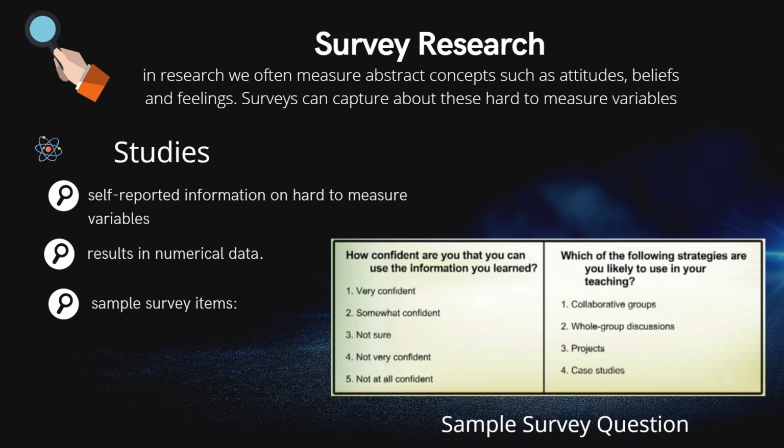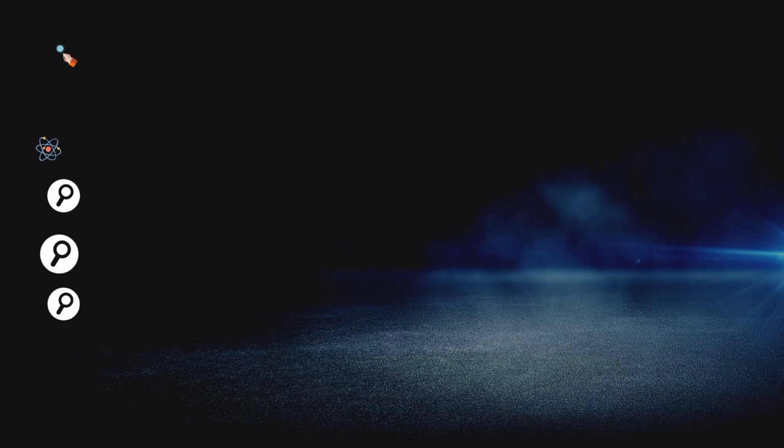So another form is, which of the following strategies are you likely to use in teaching? So you have certain choices there, and you can choose among those, and you see the specific beliefs or feelings of the people as to which one of these strategies is more useful, or perhaps which of the following strategies are more likely to be used. So it shows us, from the perspective of the person, which one has a higher probability of being used as a strategy in teaching. Okay, so that is what happens under survey research, right?